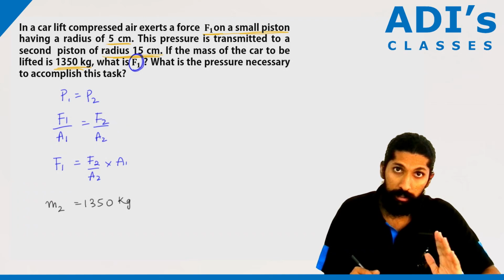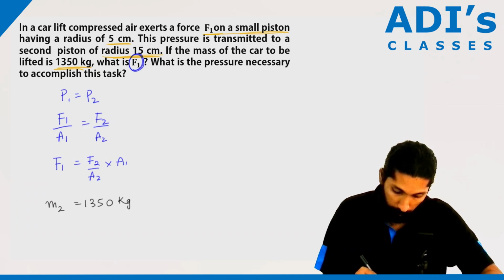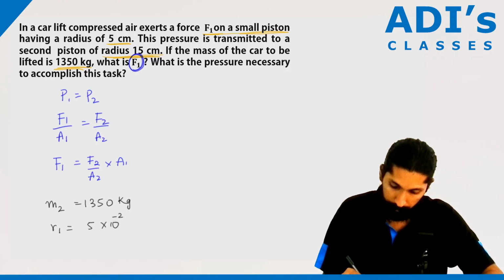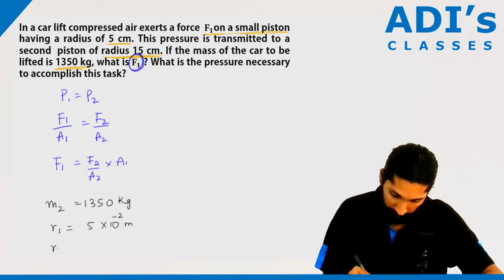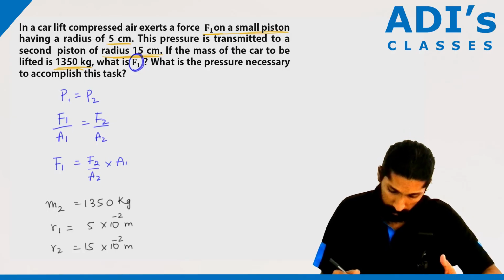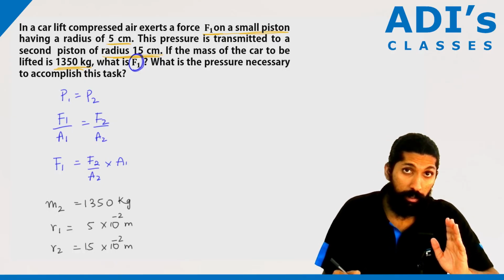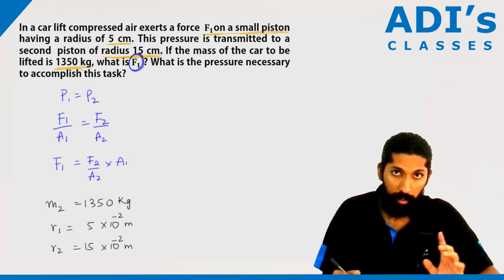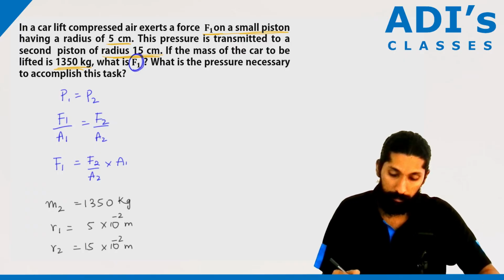Now A1 and A2 are the areas, but radius is given, isn't it? Radius is 5 and radius is 15. So we can say R1 is equal to 5 centimeter, which is 5 into 10 to the power of minus 2 meter. Correct? And R2 is 15 into 10 power minus 2 meter. Fair enough? Now let's apply it to the formula. Remember, area is pi r square. It's a piston, so it's a circle, pi r square.